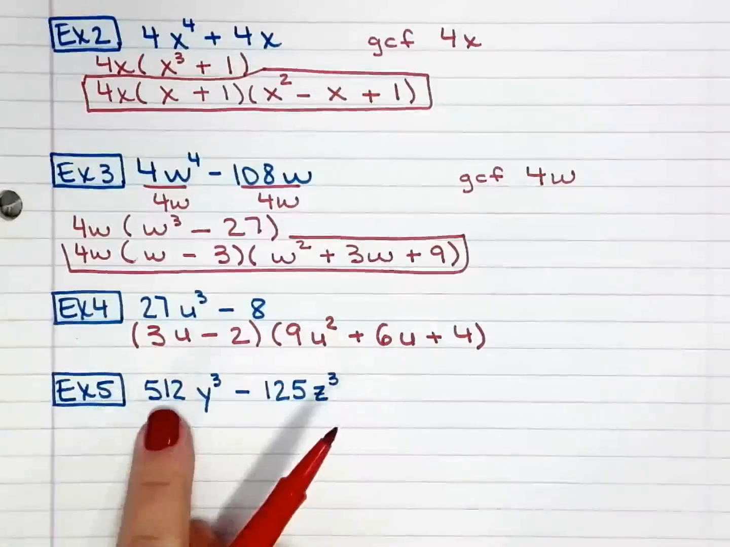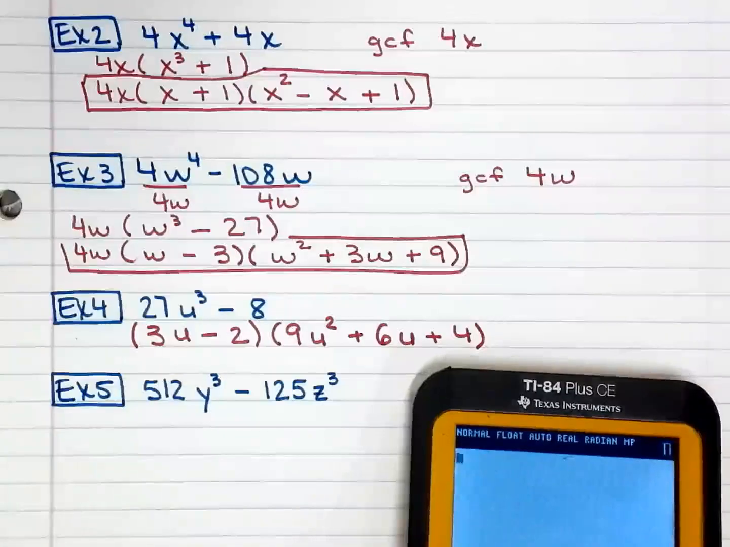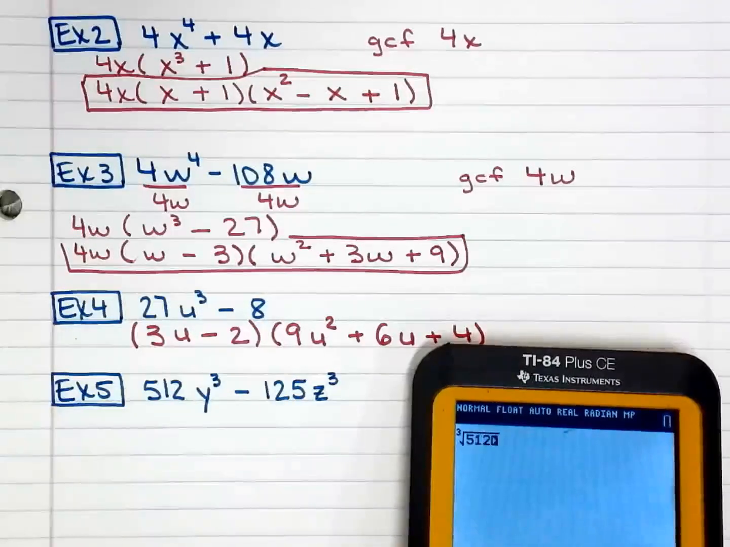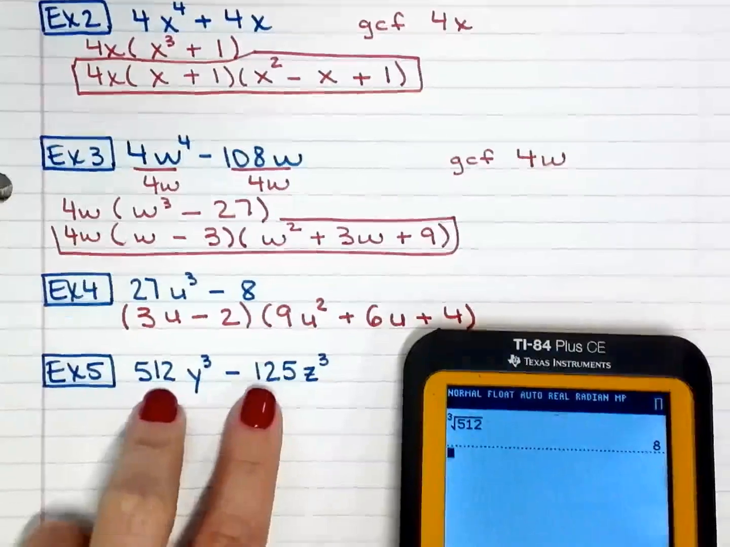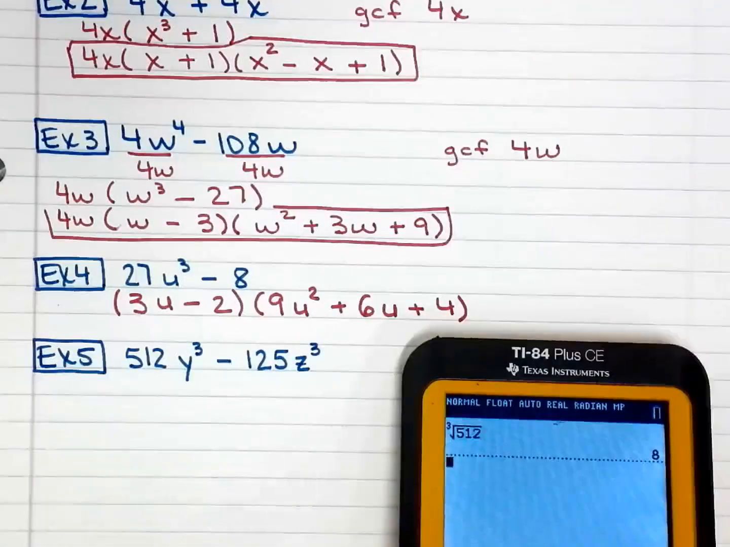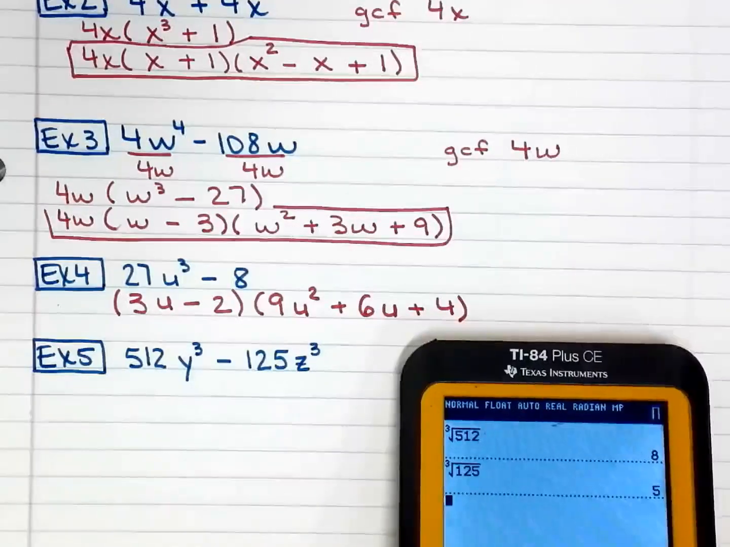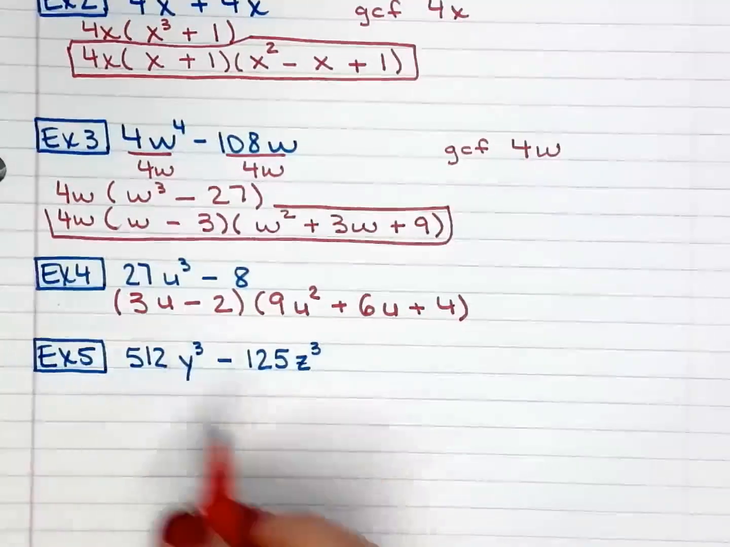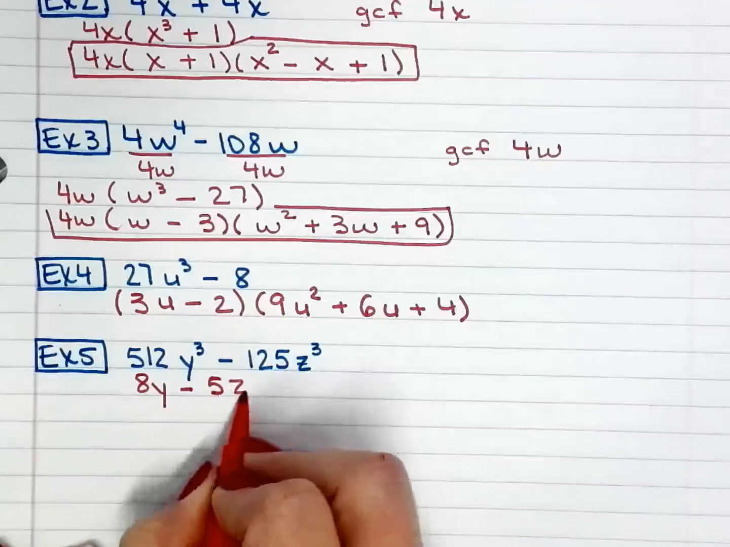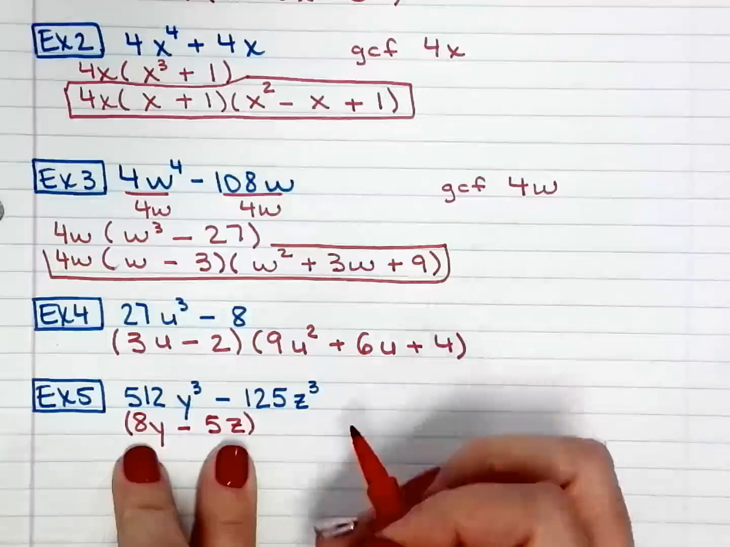Last one. 512 perfect cube. 125 perfect cube too. How do you know? Well, you can either make a list or put that in the calculator. Because when I look at these two, I don't have a GCF. And y is different than z, so there's that. And then cube root of 125, you get 5. Okay, so right there. Cube root. So 8y minus 5z. All right, following the second formula right there on top.